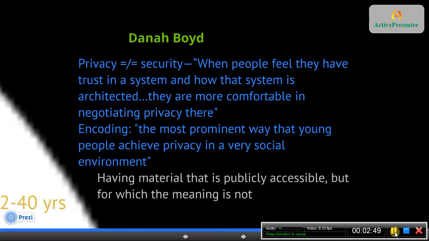Encoding is the most prominent way that young people achieve privacy in a very social environment. What this means is that they can have material that is publicly accessible but for which the meaning is not. How this relates to woot is, again, with that perceived audience, there are certain jokes that if you're not part of that perceived audience, if you're an outsider or you're just an other to that audience, you might not understand or get the jokes.